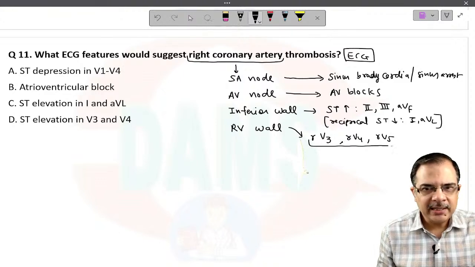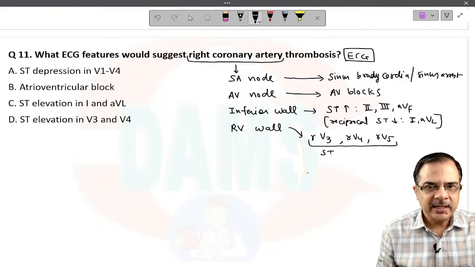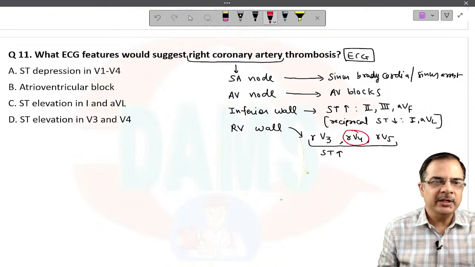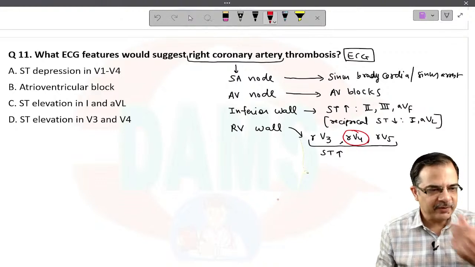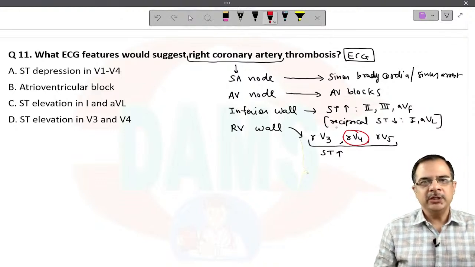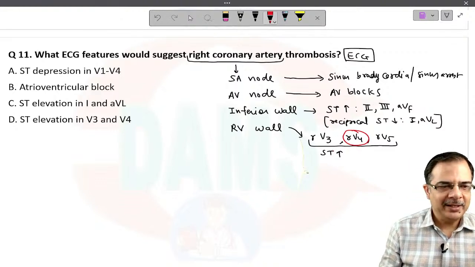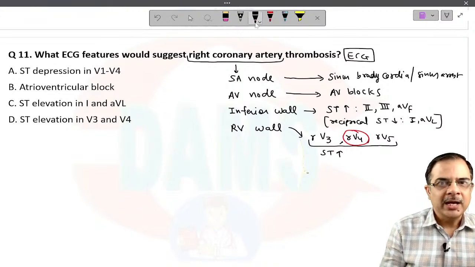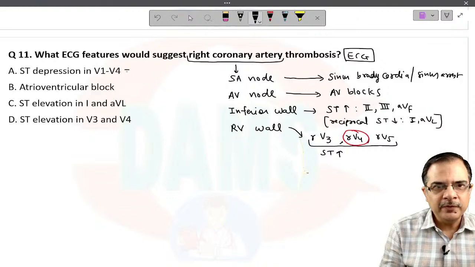So these are right-sided chest leads. ST elevation will be seen, and the most sensitive lead out of these three is RV4. So these will be the changes present in a right coronary artery thrombosis. A option, ST depression in V1 to V4.